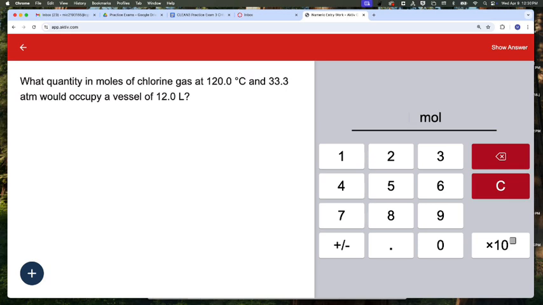for, what quantity: in moles of chlorine. Okay, so we know we need to solve for the moles of chlorine. So I would write that out, moles of Cl2. Okay. And then I would write down my given information.